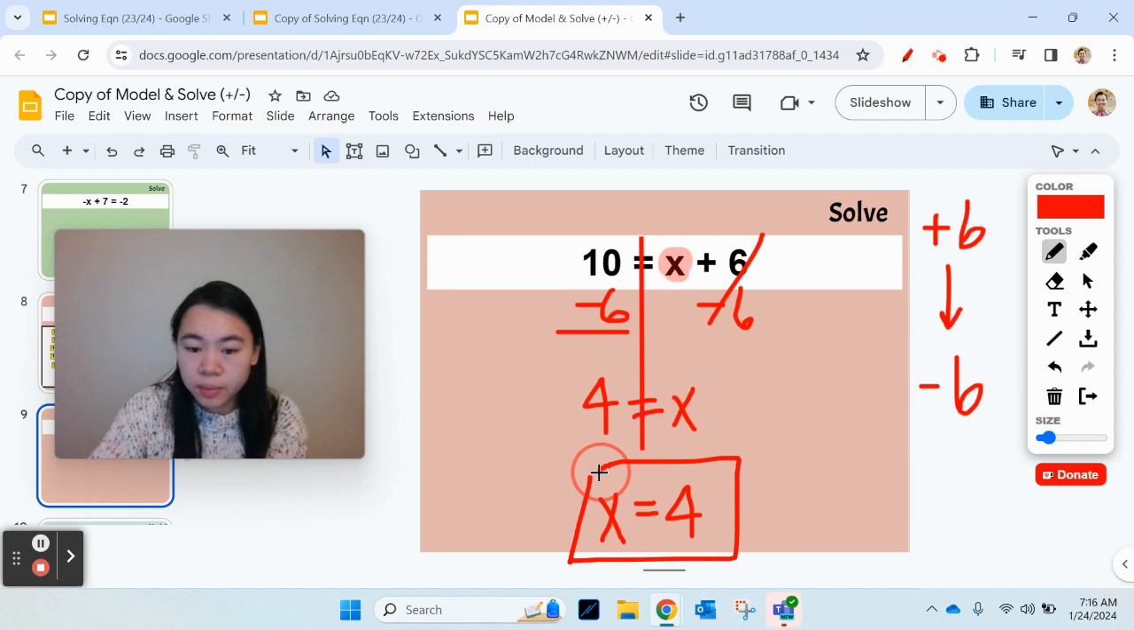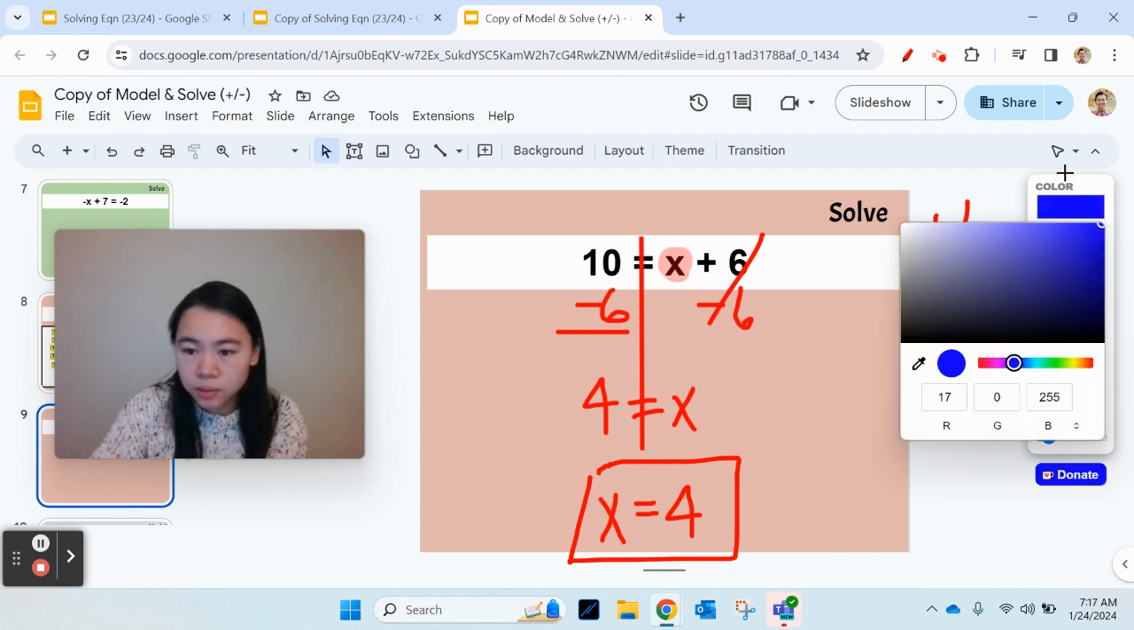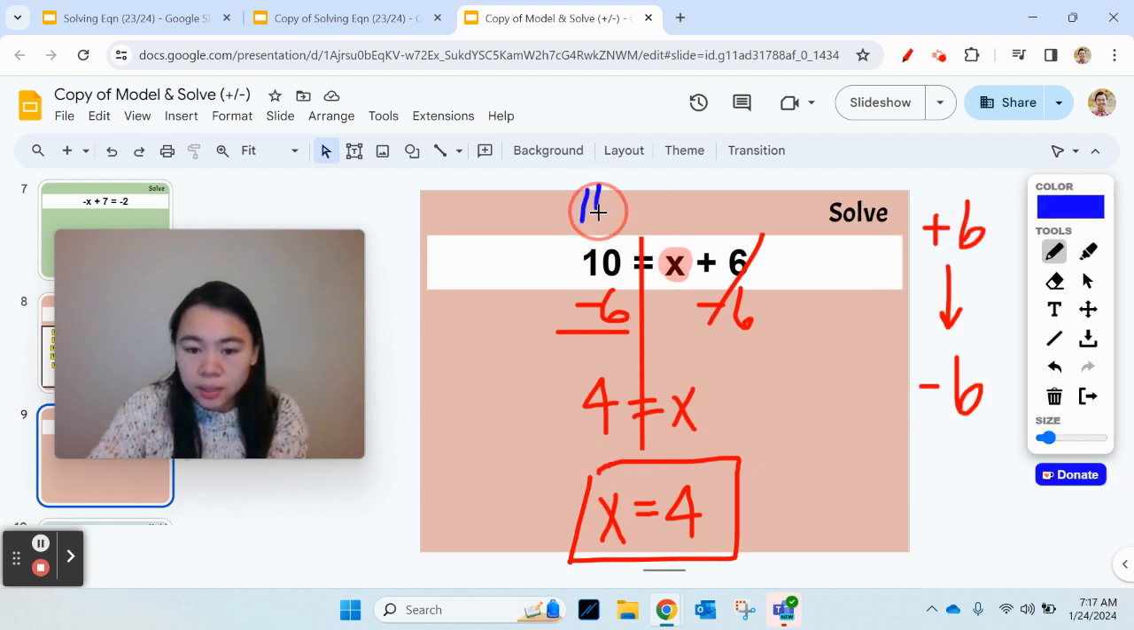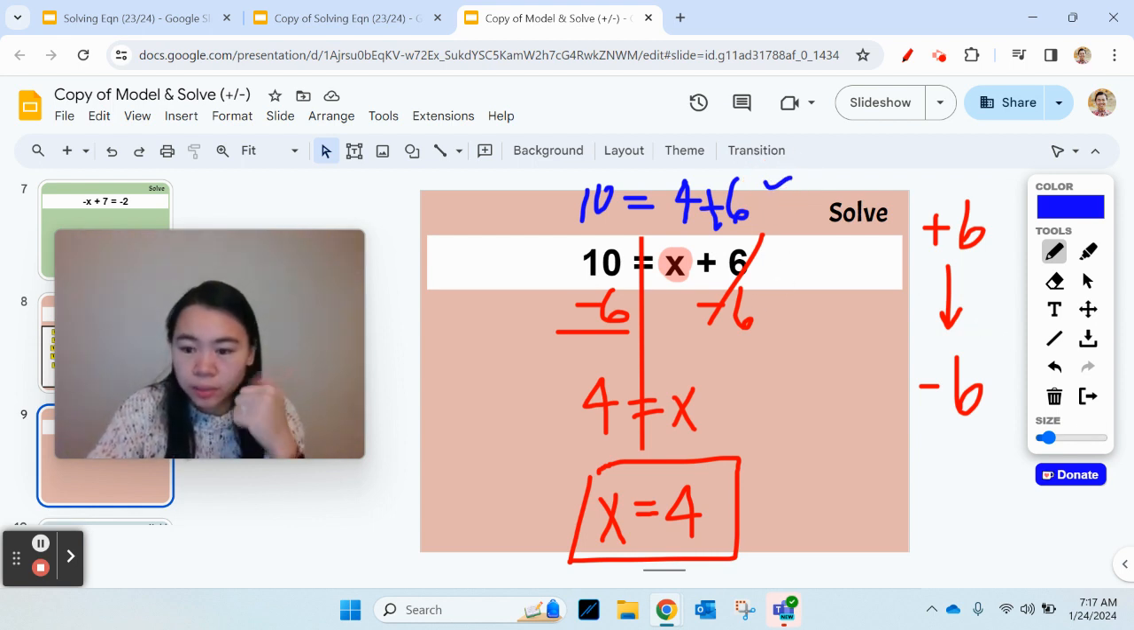Let's check our work to see if that makes sense. Change colors here. Does 10 equal 4 plus 6? Yeah, 4 plus 6 is 10. Correct.